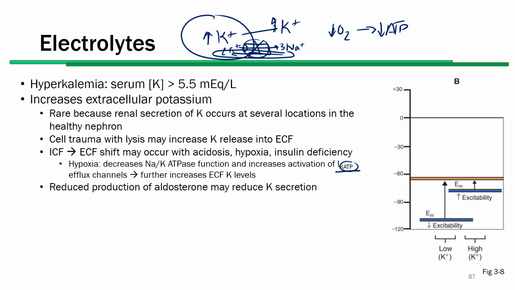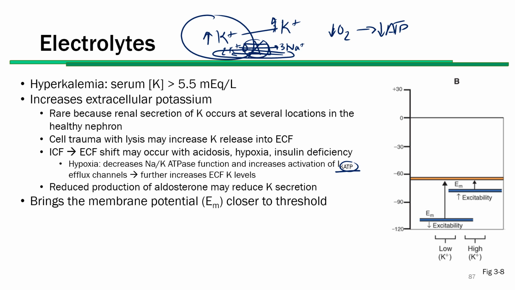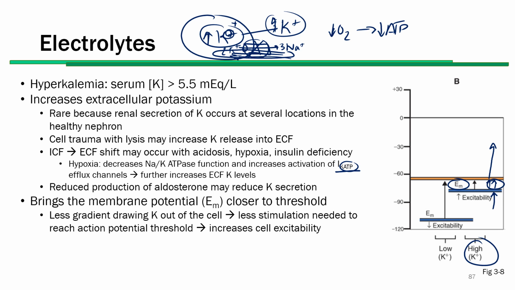Reduced production of aldosterone may reduce potassium secretion. What happens with hyperkalemia, high potassium, is that because the potassium is high here, it's going to be high in the intracellular fluid too, so we're not pulling it back in this way, and we alter our gradient. So with these positive ions, we pull this membrane closer to 0. So we don't have as much of a gap before we get to threshold. We pull our normal membrane excitability closer to threshold, and we only have this little gap. So any stimulus that bridges that little gap is going to send us into an all-or-nothing action potential. So there's less gradient drawing the potassium out of the cell, and less stimulation needed to reach action potential threshold.